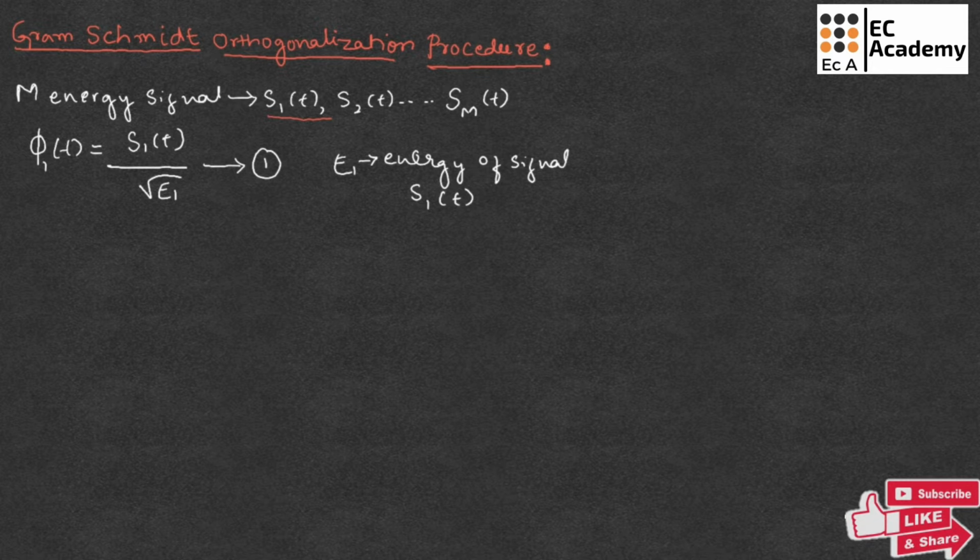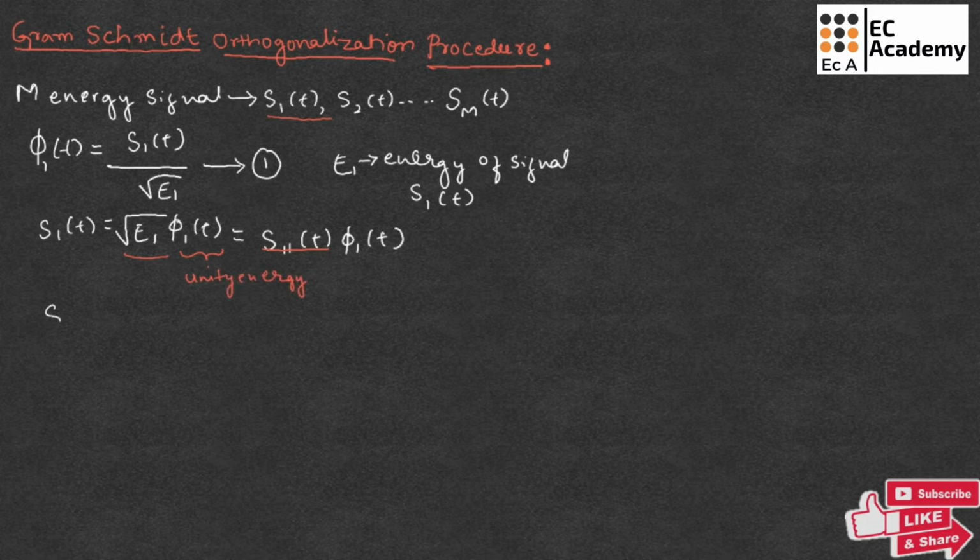From equation number 1, we can write S1 of t is equal to square root of E1 phi1 of t. So this equation we can write it as S11 phi1 of t. Here S11 is the coefficient which is equal to square root of E1, and phi1 of t is having the unity energy.